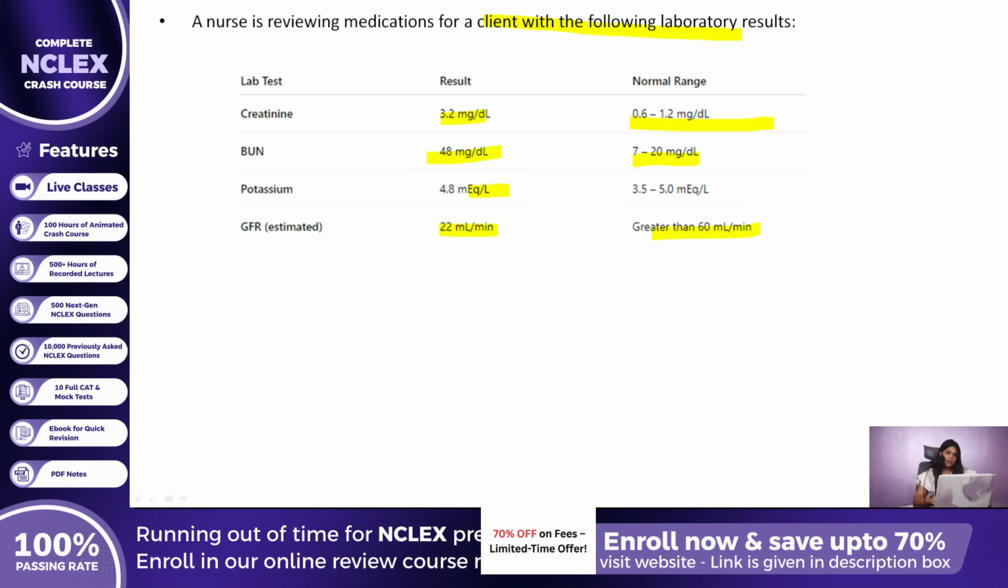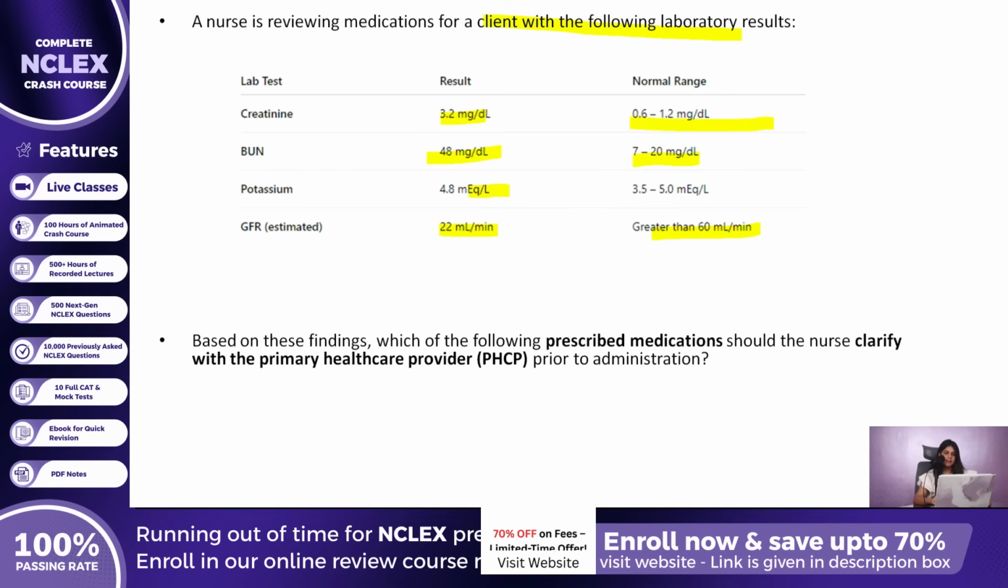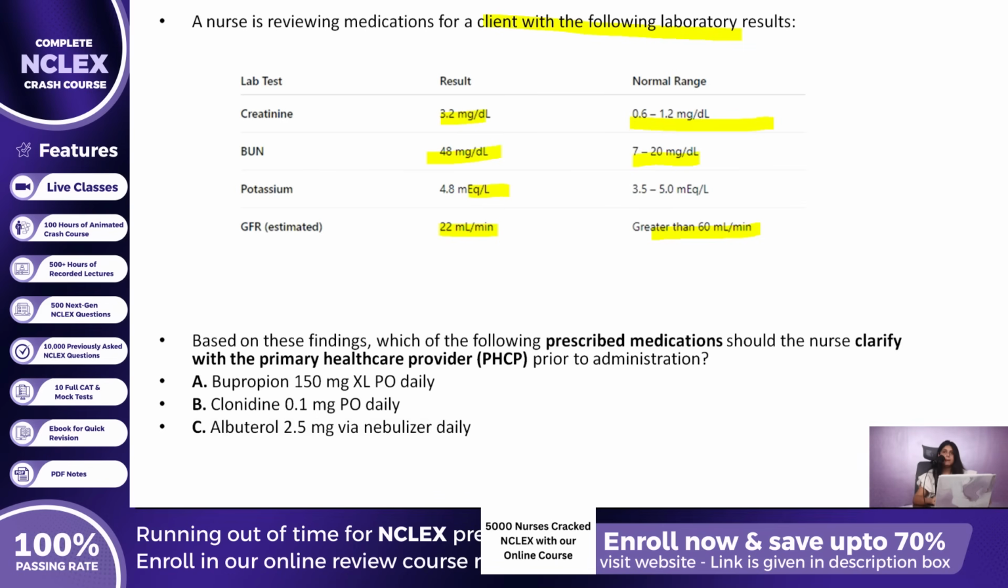Based on these results, which medication should the nurse clarify with the healthcare provider before administering? The options are A. Bupropion, 150 milligrams extended release by mouth daily. B. Clonidine, 0.1 milligrams by mouth daily. C. Albuterol, 2.5 milligrams via nebulizer daily. And D. Captopril, 12.5 milligrams by mouth daily. The correct answer is option D.